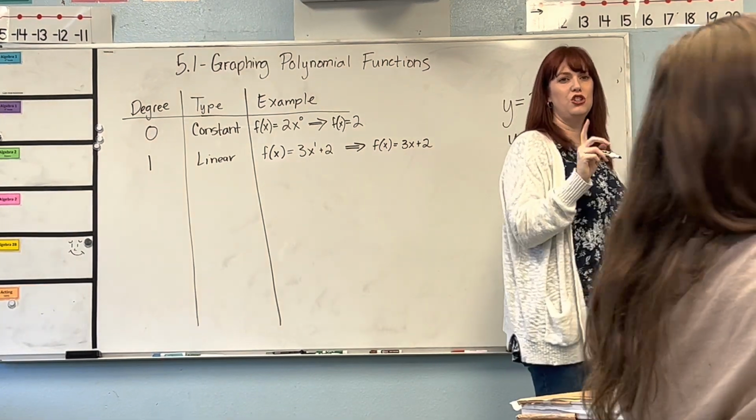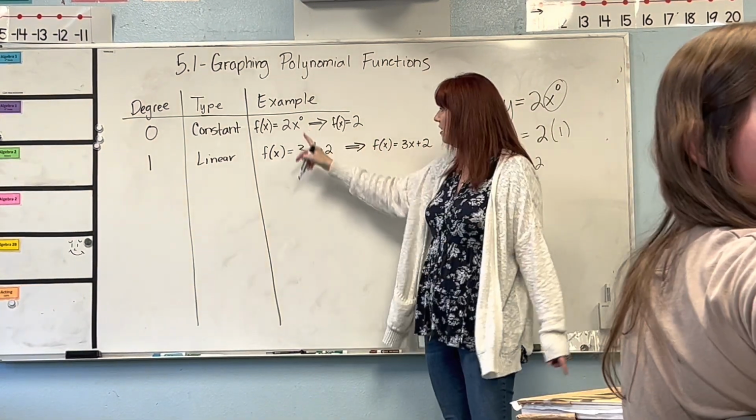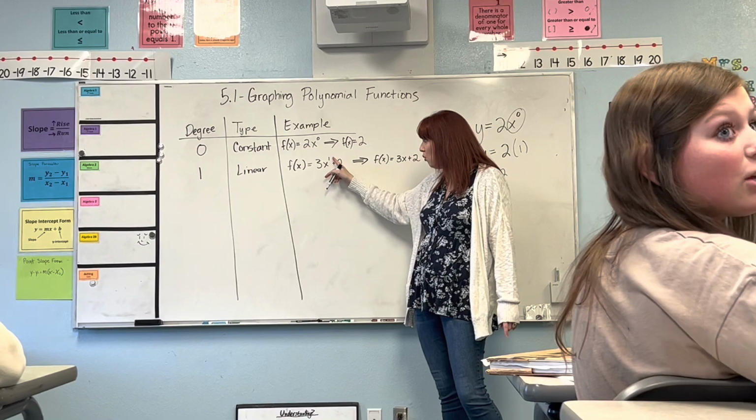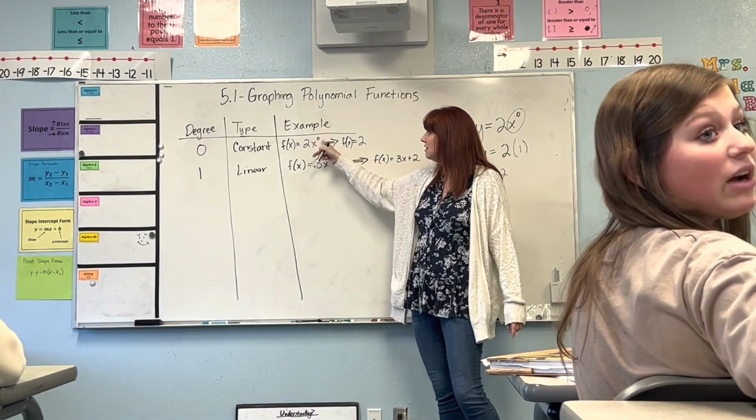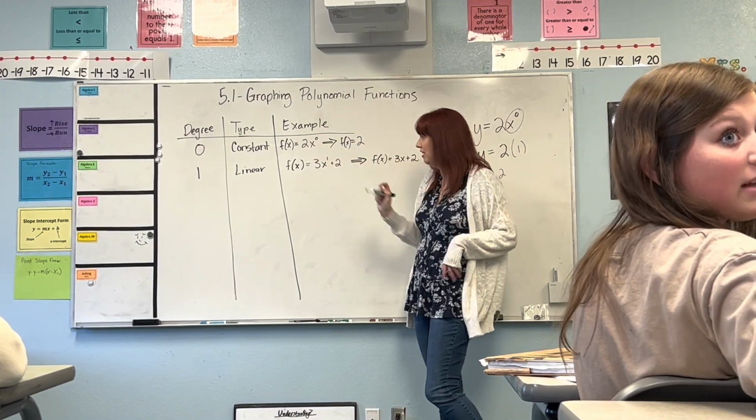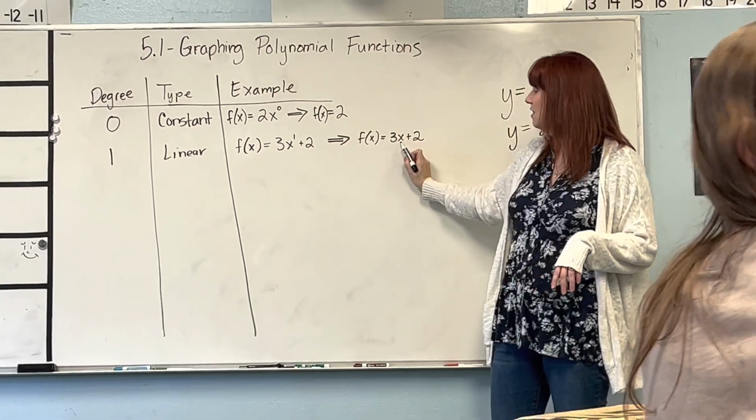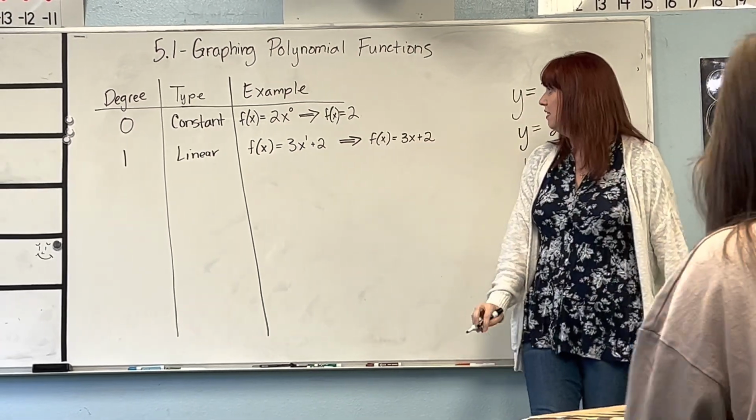I'm giving you an example just to show you that we don't normally see this x to the 0, but they're there. We normally just see a linear like this or something of that nature.